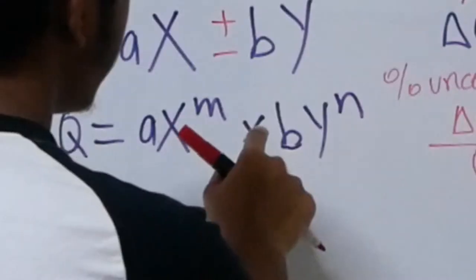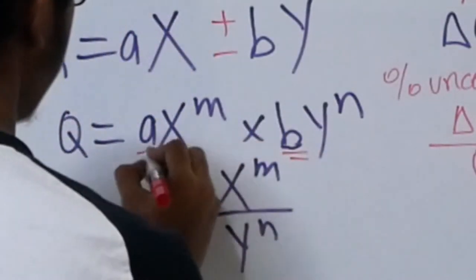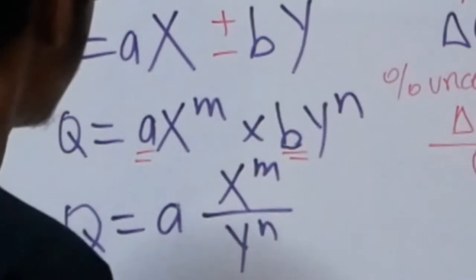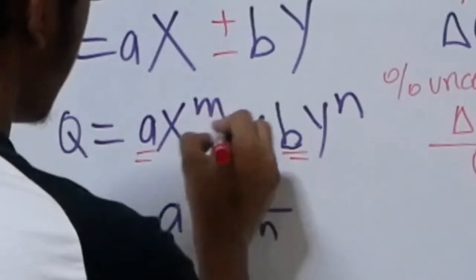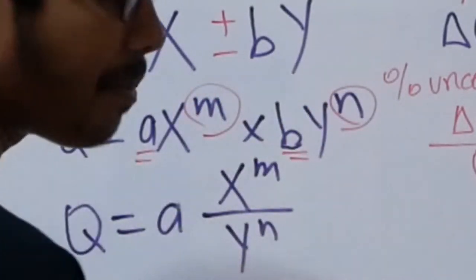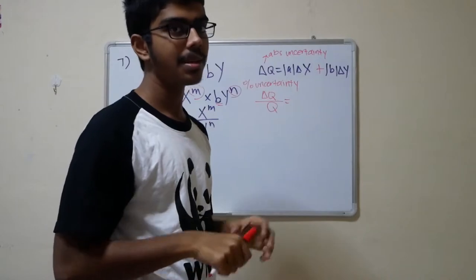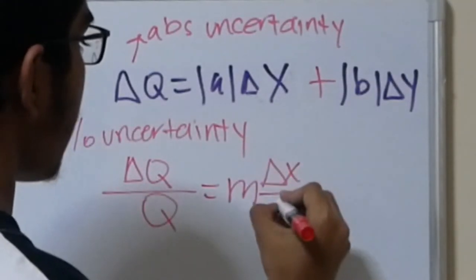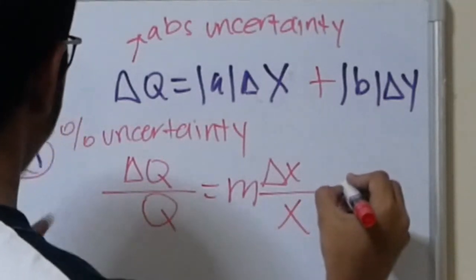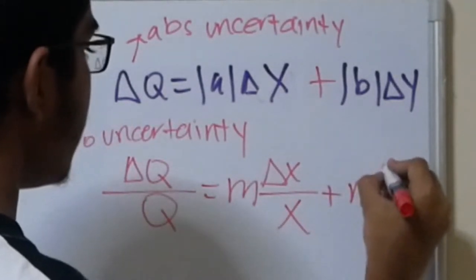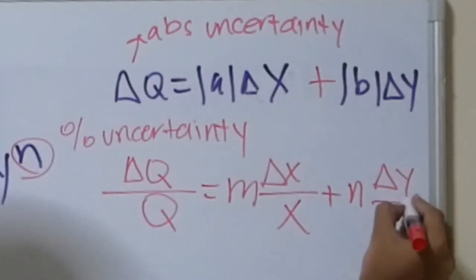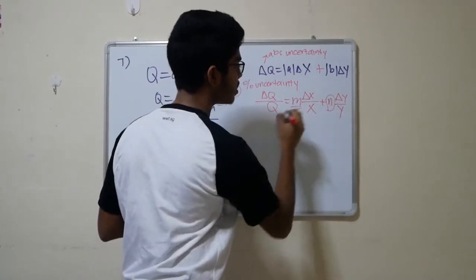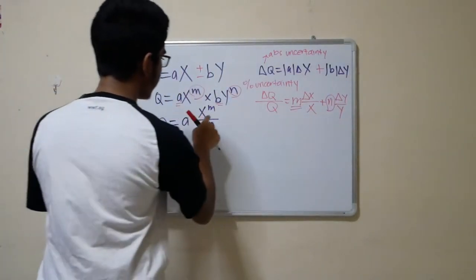This one, you ignore these coefficients. This thing doesn't make sense. There's no effect on the percentage uncertainty. So what would this become? You only care about the powers. So you bring down the powers like you do for logarithms, the power law in math. So you say m del x over x plus n, so you bring down the power, ignore the b, put del y over y. Note this. This is m, this is n, correct? Same thing for this one.